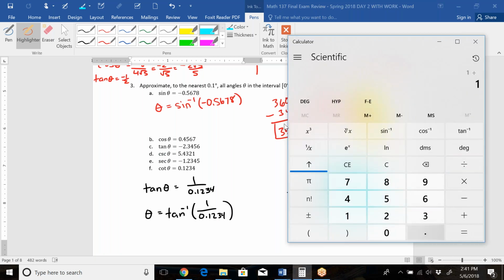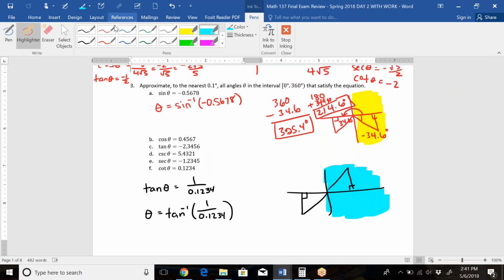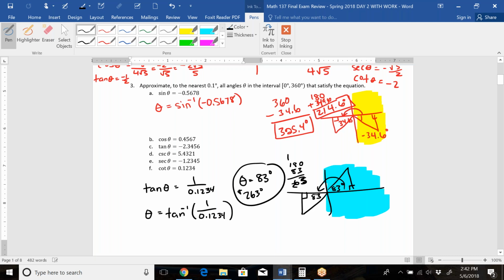So 1 divided by 0.1234, that is that, and then we take the tan inverse of that, 82.96. That actually rounds up to 83.0. So 83 degrees. Now that's actually the correct measurement for that angle in quad 1. The reference angle always works out in quad 1. But over here, we're still going to have to add 180 plus that. So 180 plus 83 is 263. So those are my two thetas.